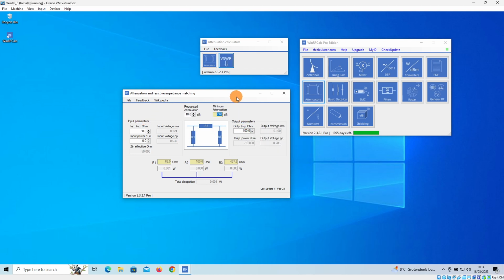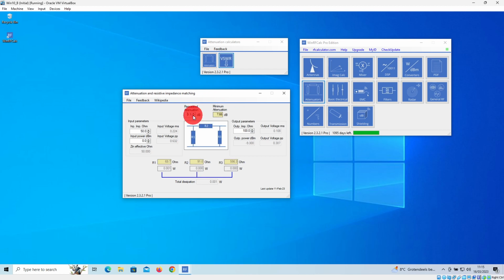The first step you have to check here is the minimum attenuation required to match this 50 ohms to the 100 ohms on the output. And you see that here. That's calculated to be exactly 7.66 dB. Now, initially the requested attenuation is set to 10. This means that the requested attenuation is more than the minimum, which makes it compliant with the requirements.